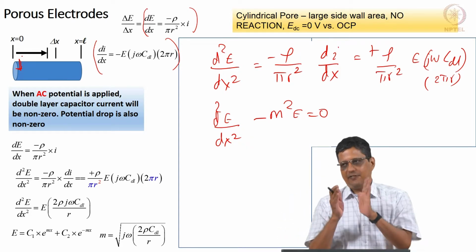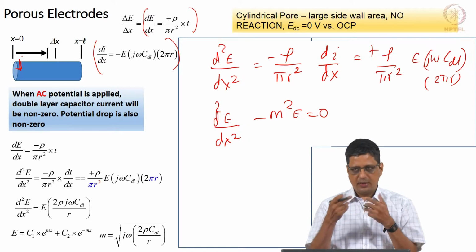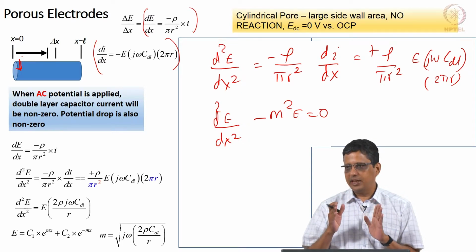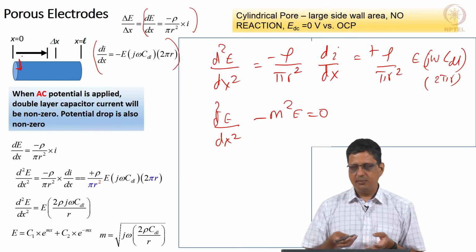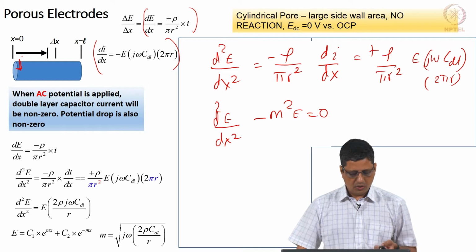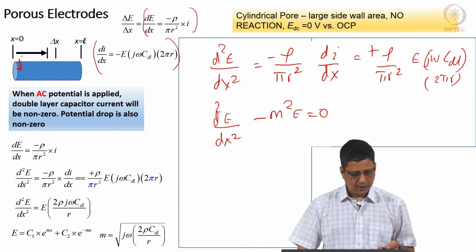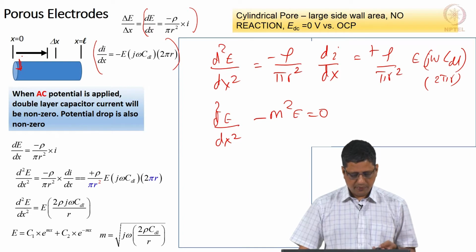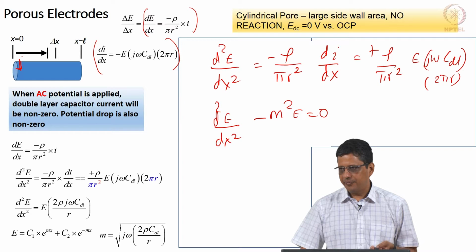When we neglect the front area and the back of the pore area and say the pore side wall area is much more significant, what numbers would give us this? You can do this yourself and see, but we will show examples. So, you are okay with this? We get a solution in terms of exponential functions with m given by sqrt(j omega 2 rho CDL by R).